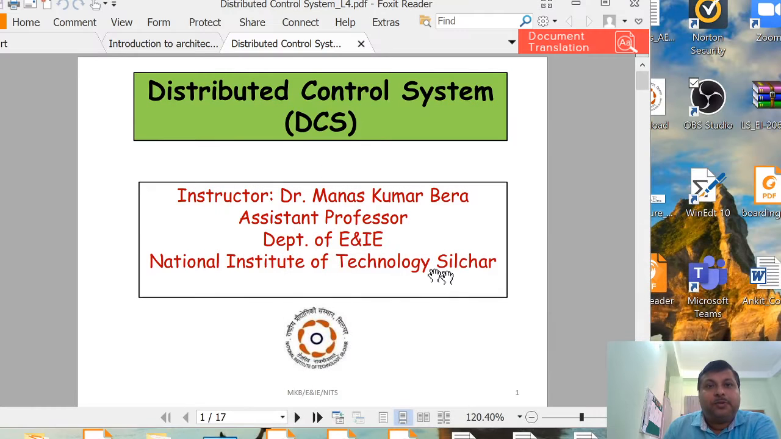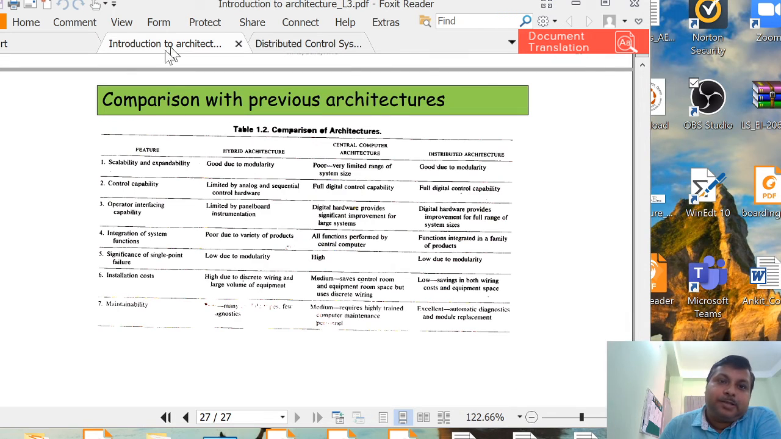Welcome students to the fourth lecture of Logic and Distributed Control System. Today we are going to discuss the last part of distributed control system. Last lecture we discussed the three architectures, that is hybrid architecture, central computer architecture and distributed architecture, and we understood what advantages we get from the architectural point of view about the DCS. So this we studied in the last class.